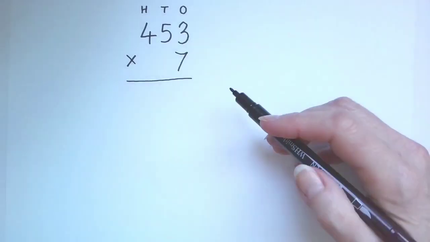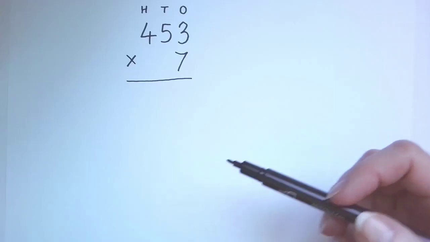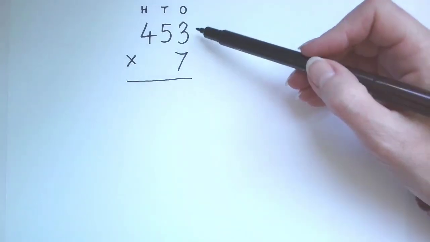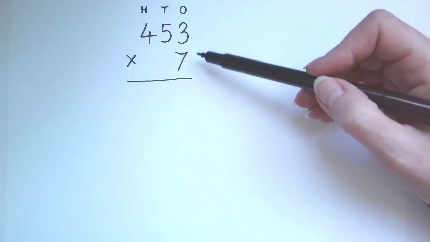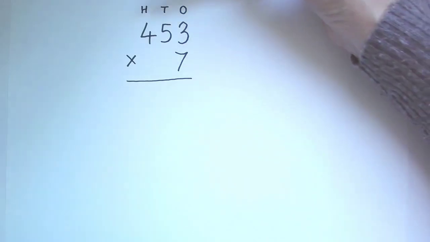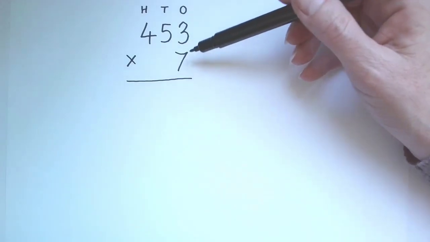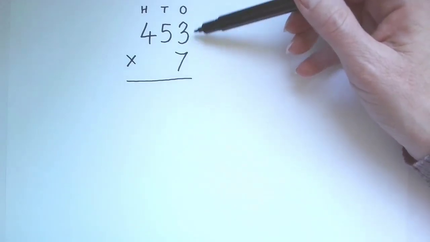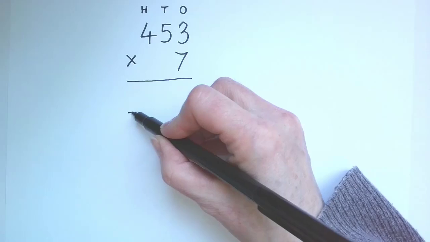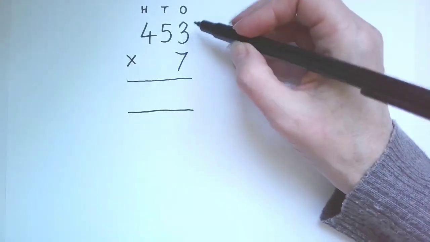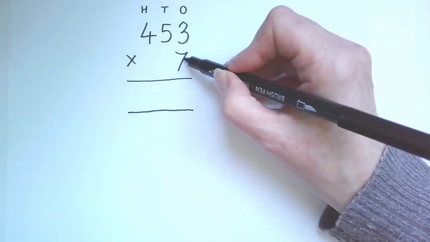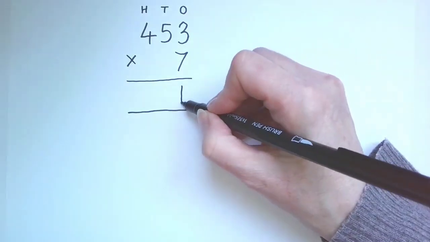So my final calculation I'm going to show is using a 3-digit number. So we've got 453 multiplied by 7. And again, we can see we've got the hundreds, tens and ones, and we're going to multiply each part separately, starting off with our ones. So first of all, in our ones, we've got 3 multiplied by 7, which is 21.